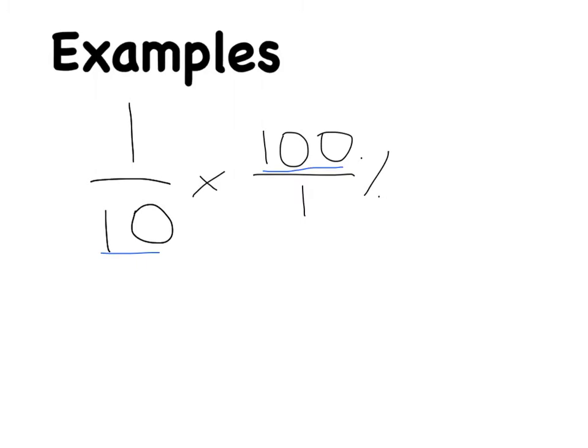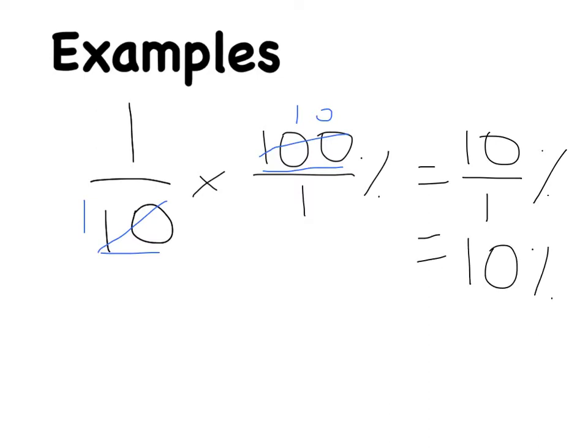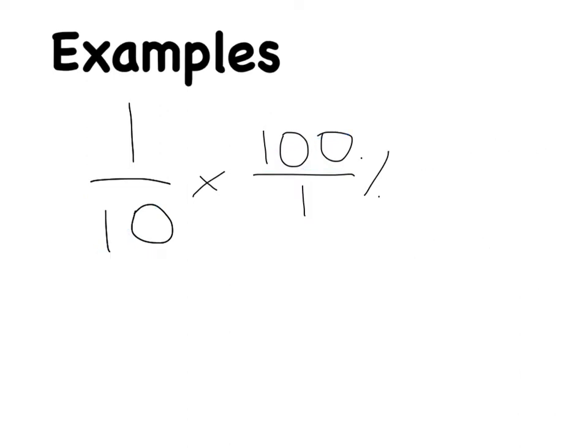The highest common factor of 10 and 100 is 10. 10 goes into 10 once and into 100 10 times. So my answer comes out as 10 on 1 as a percentage. Another way of writing 10 on 1 as a percentage is 10%. It's really pretty straightforward. Let's have a look at another example, something a little bit more tricky this time.